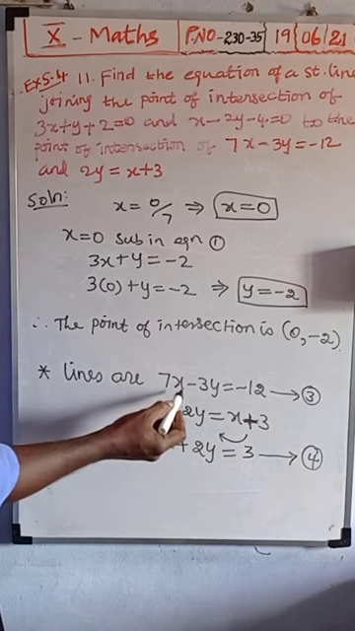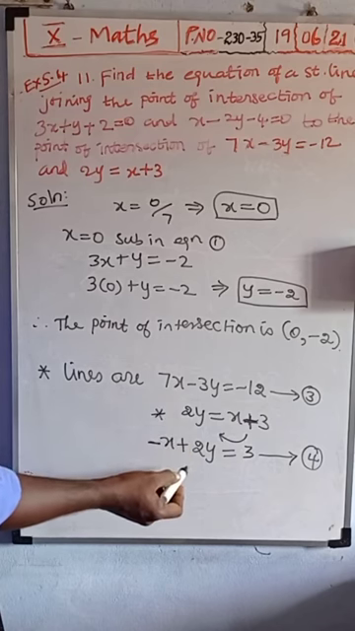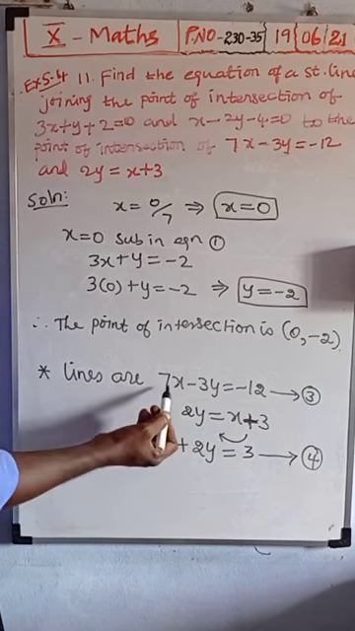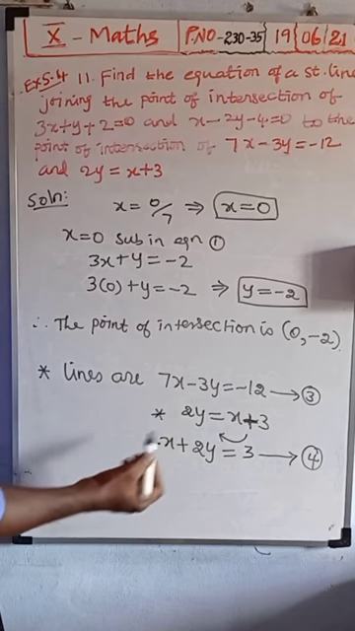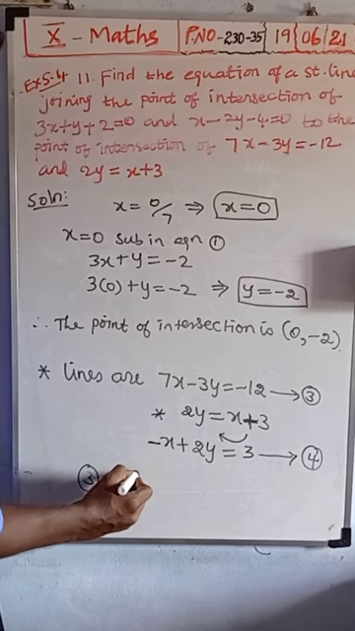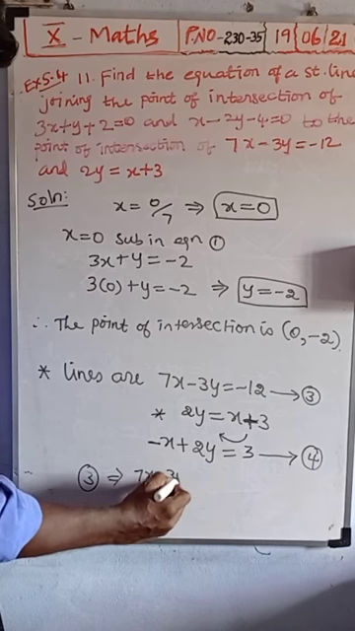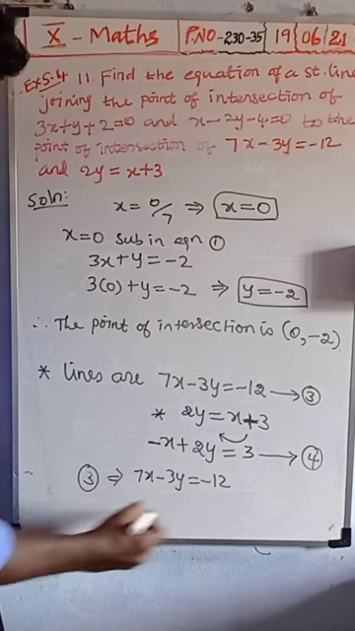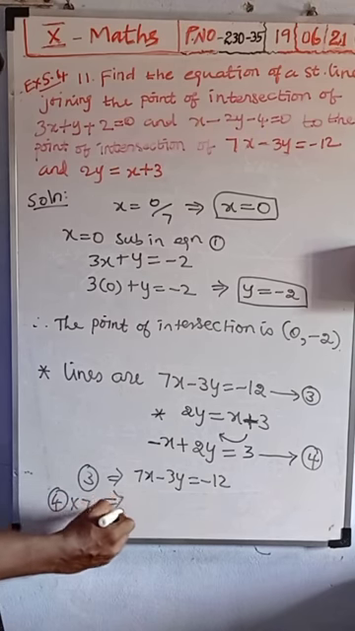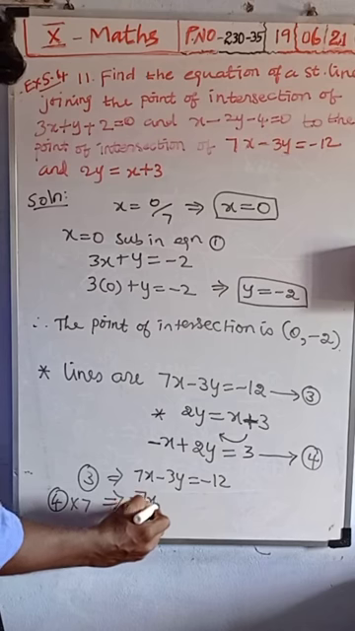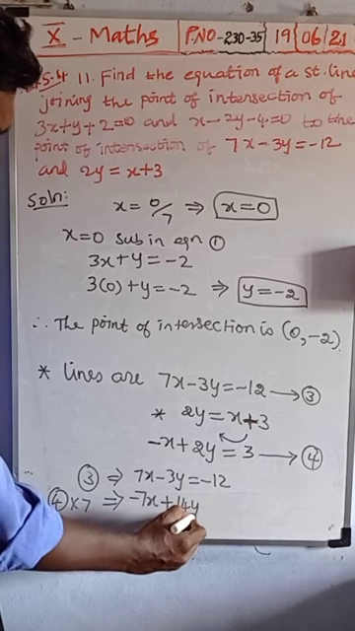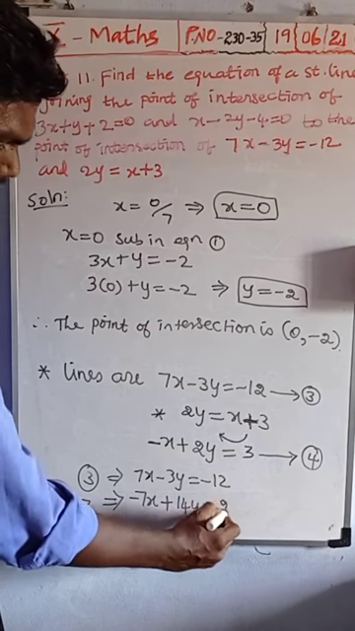See, third equation, any one of the variables you want to eliminate, so here 7x is there, here minus x is there. Okay, this coefficient is 7, this coefficient is 1. That means third equation you should write as it is: 7x minus 3y is equal to minus 12. Then fourth equation you should multiply by 7, so 7 into minus x is minus 7x, plus 7 2s are 14y is equal to 7 3s are 21.